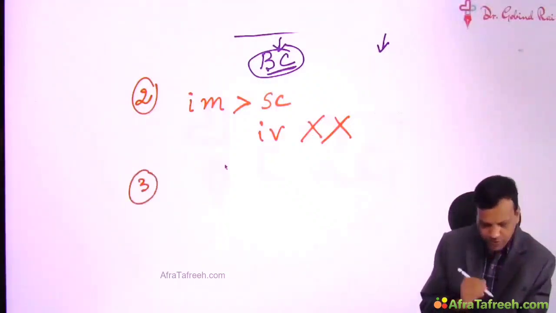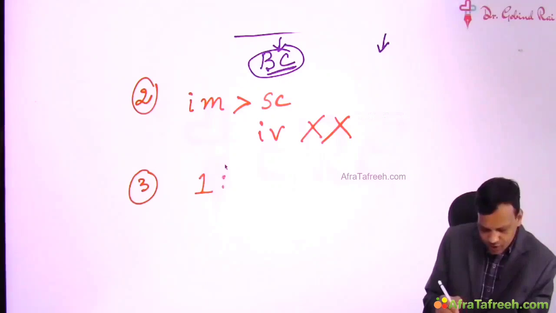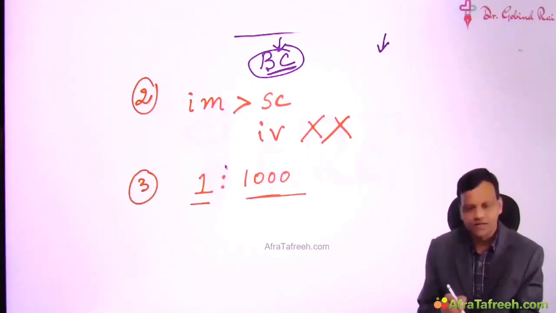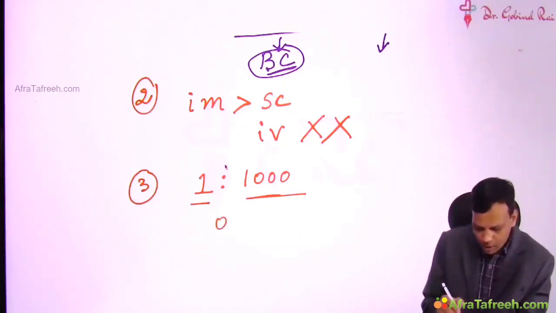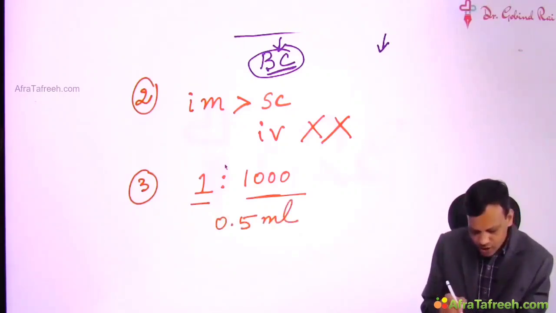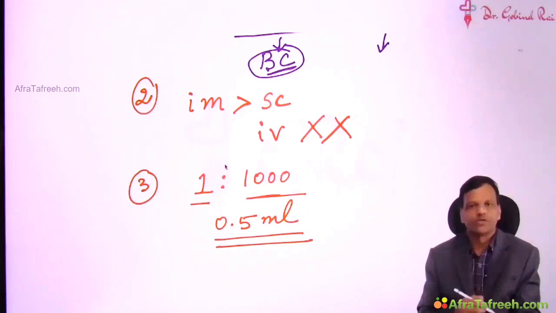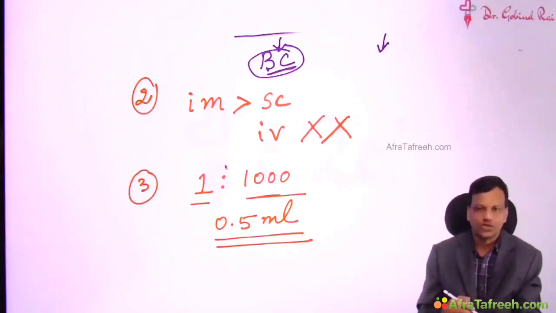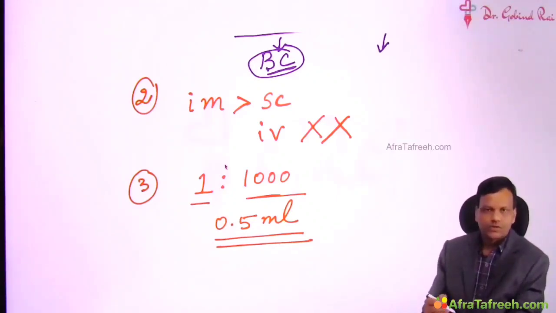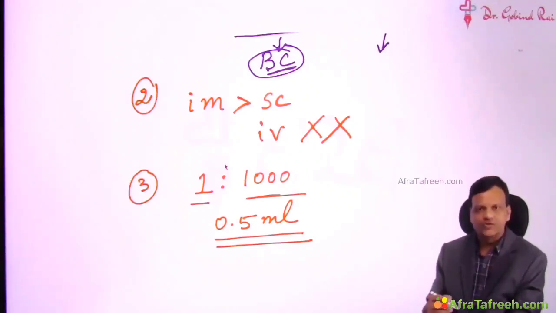Now, third important question, what is the concentration of choice? The concentration of adrenaline used is 1:1000. 1:1000 means 1 gram of adrenaline is dissolved in 1000 ml of solution, and 0.5 ml of this solution is given as intramuscular dose. So 0.5 ml of 1:1000 solution is the dose. So route of choice is intramuscular, drug of choice is adrenaline, and concentration of choice is 1:1000.